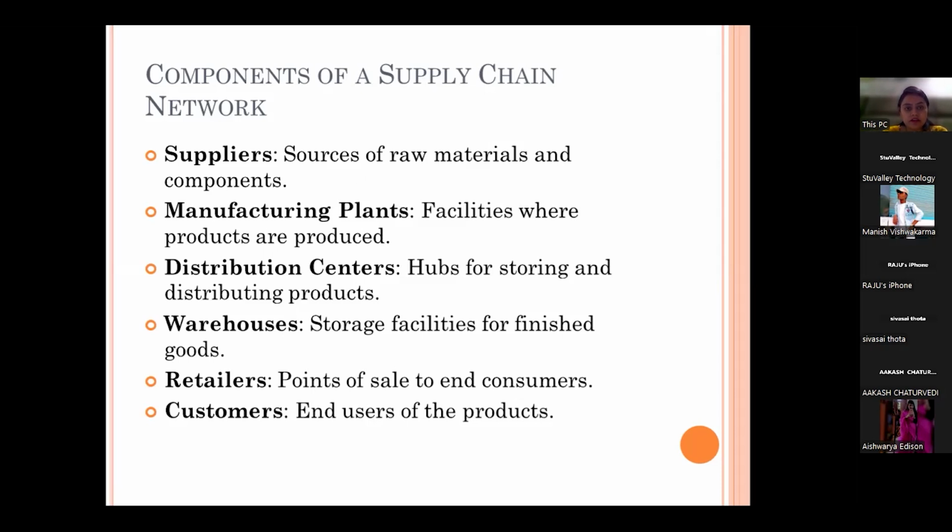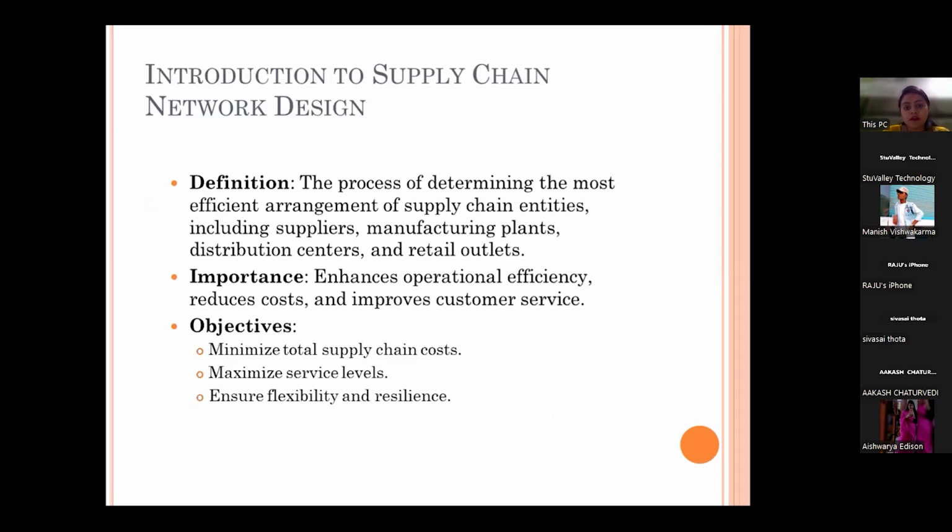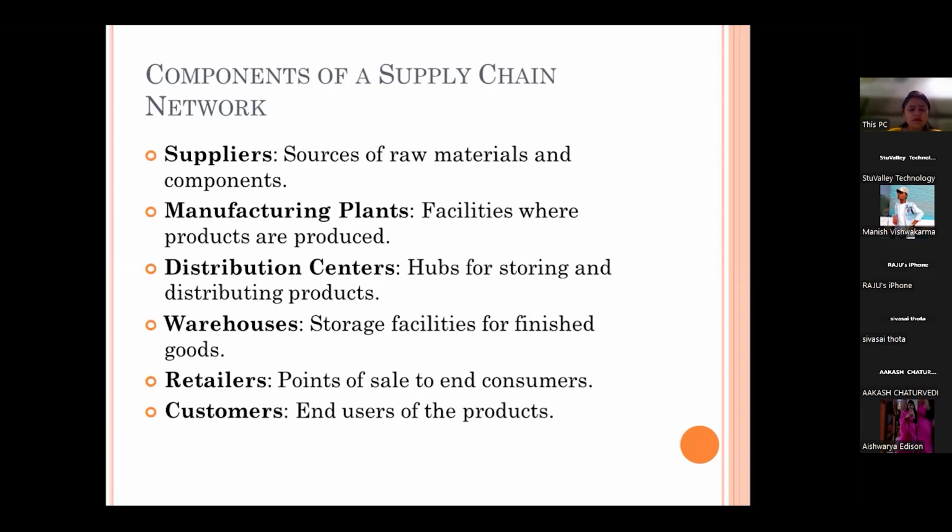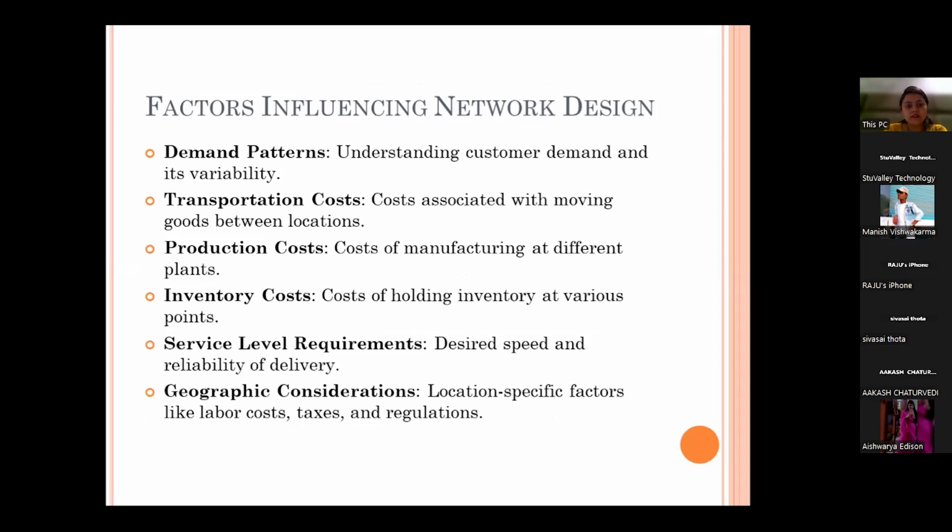What is the supply chain network design? It is the efficient arrangement of all the supply chain entities: suppliers, manufacturing plants, distribution centers and retail outlets. Their effective arrangement we will define as a supply chain network, and how we will design it and why we will design it. We already discussed this, along with the components and these factors.